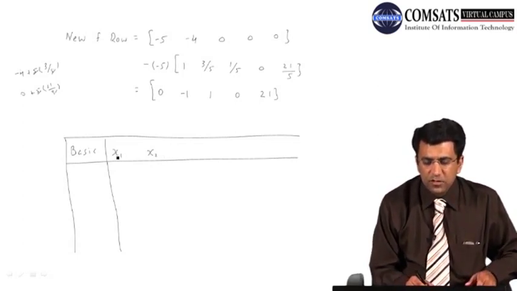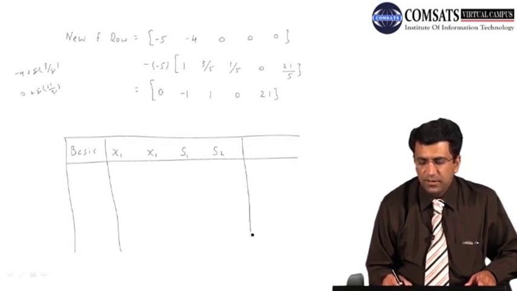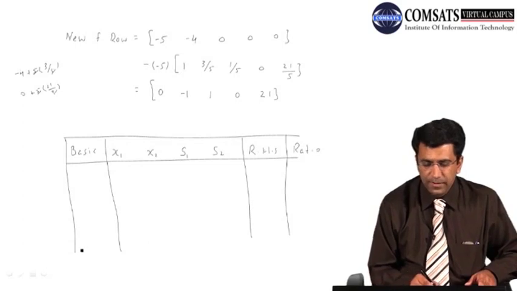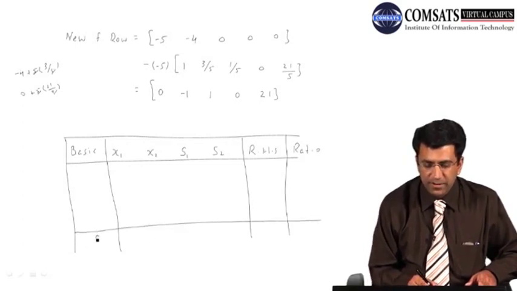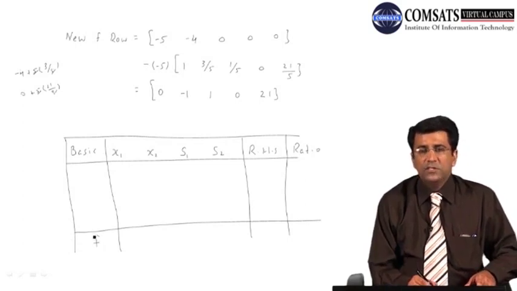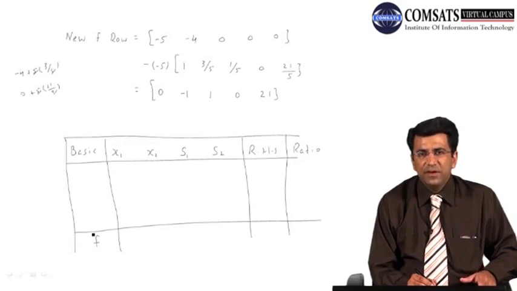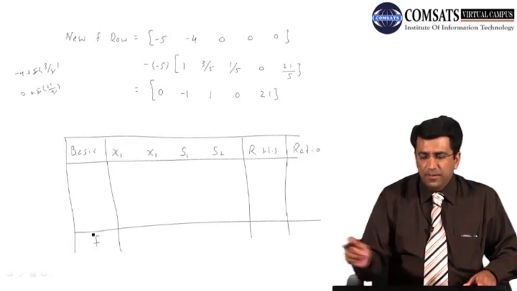Here the values of the variables will remain the same, that is x1, x2, s1, s2. Then again we have another column for the right hand side, and finally the column for the ratio values, and again in the end we will have the objective function. Now class, first of all we will have to find the entering variable and the leaving variable.